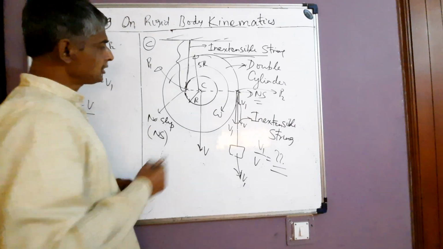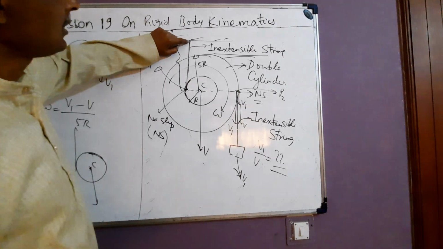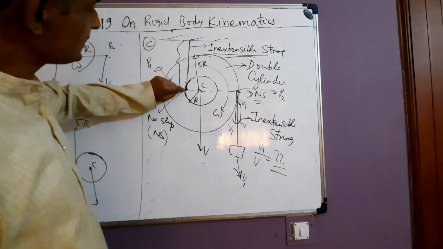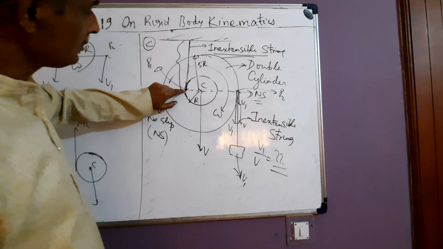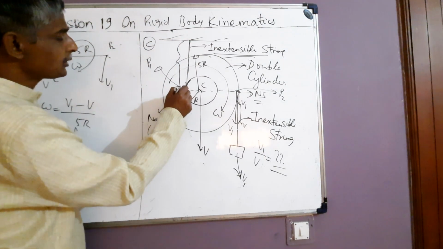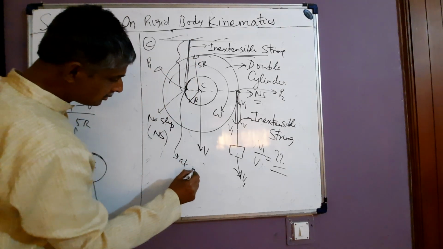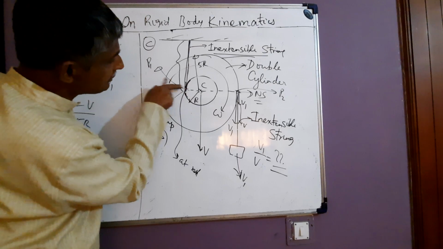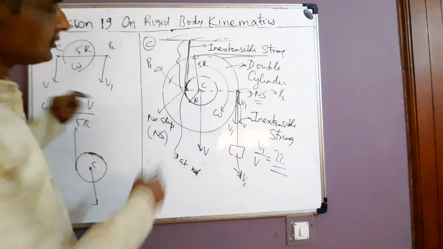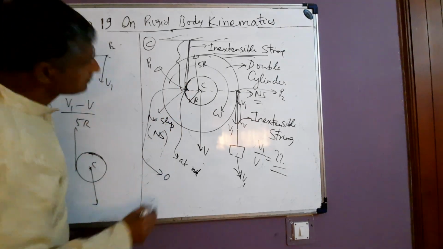One more point to note down. This is the fixed ceiling here. This point is also at rest. String is inextensible. So this point of string, which is just the lowest point of the vertical segment of the string, is also at rest with respect to ground. But here also we know that there is no slip. So the speed of the point of the inner cylinder just in contact with the lowest point of the vertical segment of the string is also 0.